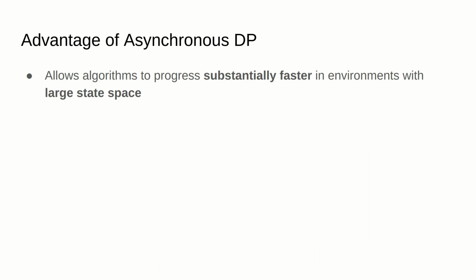And the advantages of asynchronous DP algorithms is that they allow DP methods to learn much faster, especially in environments with large state spaces. So avoiding this full sweep of all the other possible states doesn't mean that there's less total computation, but rather that the algorithm doesn't need to get locked into a long sweep before it can make progress on improving the policy. And this flexibility allows asynchronous DP algorithms to progress faster and in a more focused manner, particularly in environments with large state spaces.